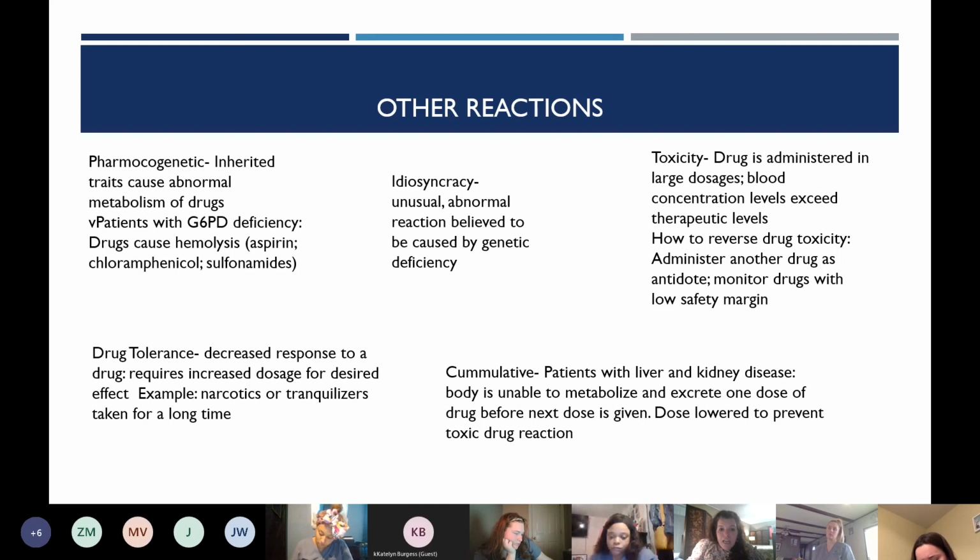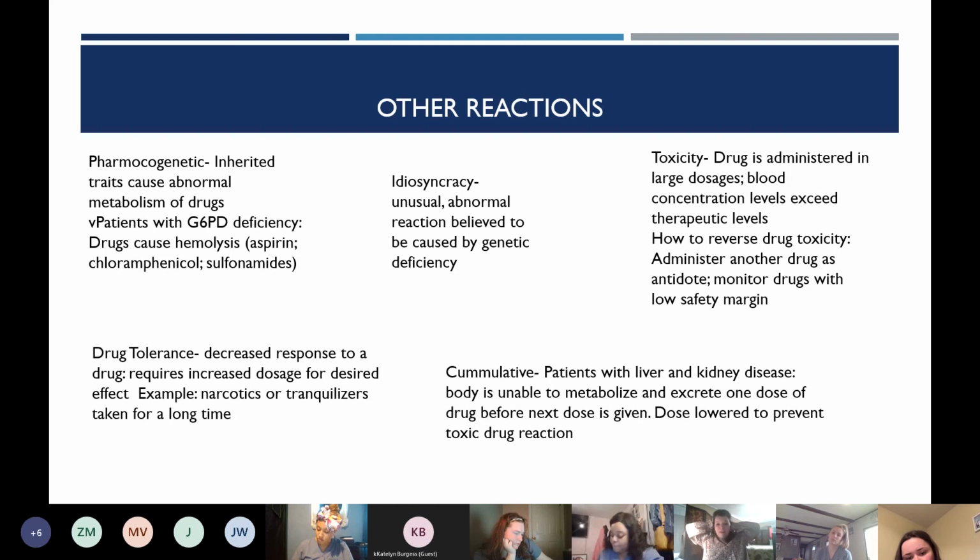And then toxicity is when a drug is administered in large doses and the blood concentration level exceeds a therapeutic level. So we do not measure drug concentrations on all drugs. But there are some drugs, so let me reverse. I feel like I'm talking in circles.